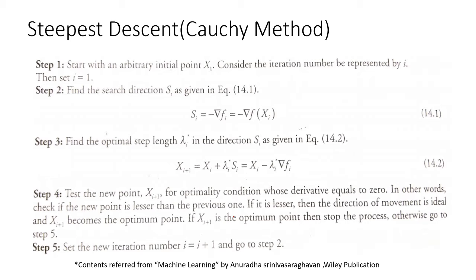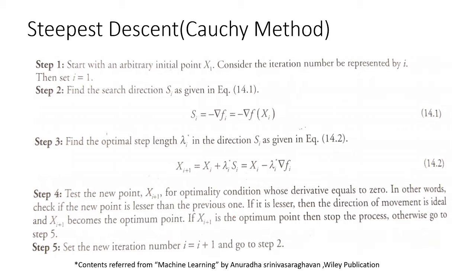Now the second step is to find the search direction Si, which is given in the equations. Si is equal to minus delta Fi, which is equal to minus delta F of Xi. So this is the search direction function through which we will be able to find out in which direction we have to move to reach our optimal solution, or to find the objective function's optimum.